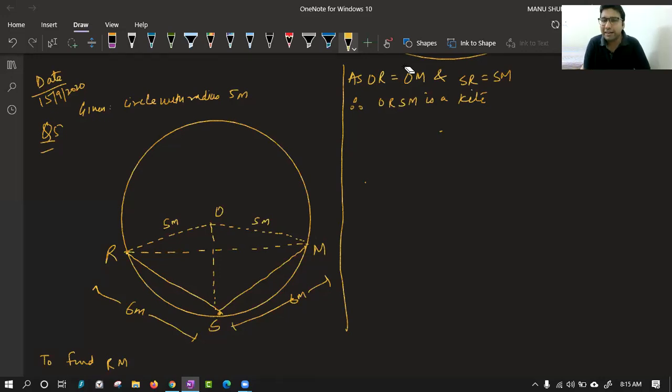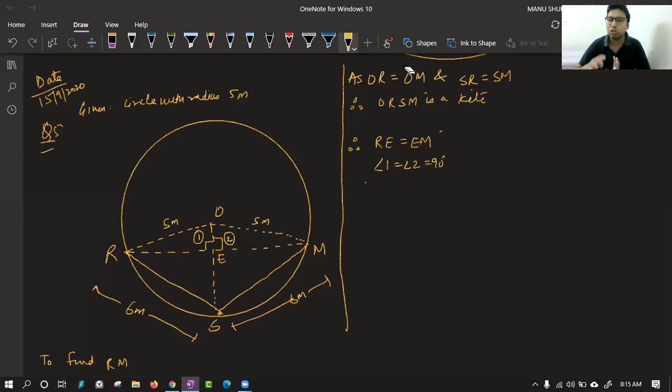So tell me which diagonal is being bisected in our case. Class, please tell me which diagonal is being bisected. Obviously RM is being bisected by OS. So OS is bisecting RM in two equal parts and that too perpendicularly. So we can say therefore RE is equal to EM. First thing, because diagonal of this kite is bisected and this angle is equal to this angle, they both are 90 degree. So I can say angle 1 is equal to angle 2 equal to 90 degree.